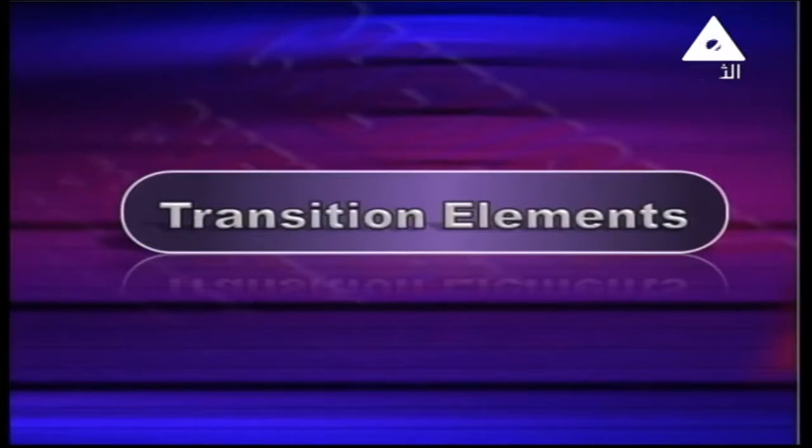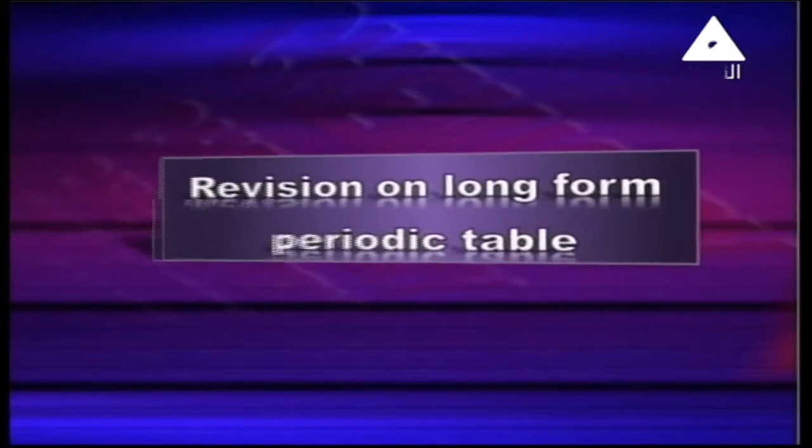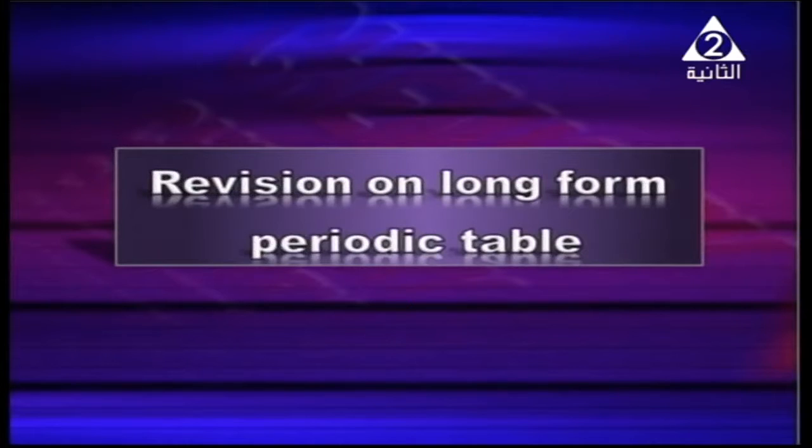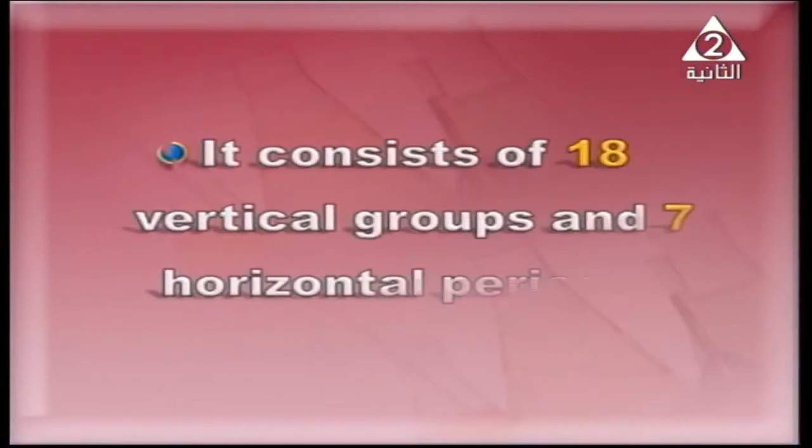So let us start. We are going to discuss now the transition elements. We are going to discuss the revision on the long form periodic table. My dear students, we know from the previous years that the periodic table consists of 18 vertical groups and 7 horizontal periods.